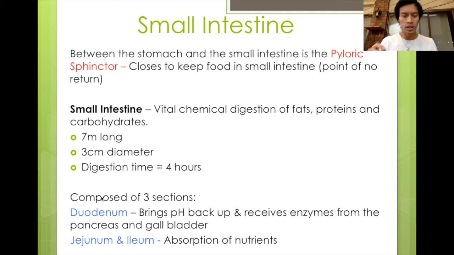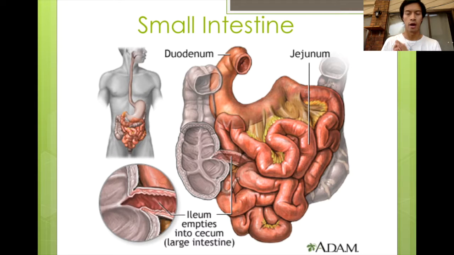Now, your small intestine is composed of 3 main sections. The first one is called the duodenum, and we'll talk about that in a bit more detail in the next slide. But it basically brings the pH back up. Remember that the chyme coming in from the stomach is sitting at a pH of about 1 or 2, and is highly acidic. The duodenum can't do the same things that the stomach does, so it needs to bring the pH back up to a 7 or 8 so it can function as per normal. It also receives enzymes from the pancreas and the gallbladder, and then does some digestion there. And then the jejunum and the ileum is where the absorption of nutrients begins to happen. So now that it's broken down fine enough, it can then be absorbed.